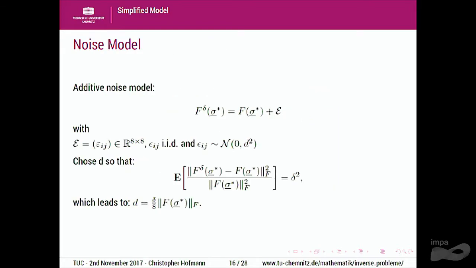So we take the exact forward operator and perturb it with some sort of error matrix epsilon. The entries of epsilon are normally distributed, IID, with some variance d squared. This d squared is chosen in such a way that the expected value of the squared relative error is delta squared, which leads to this value for d.